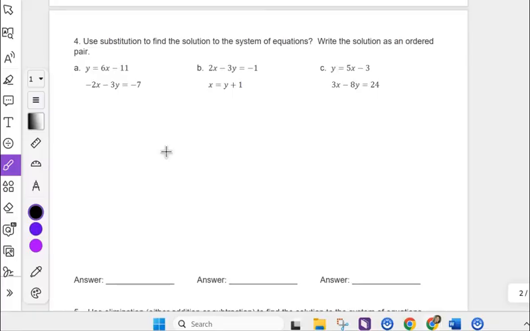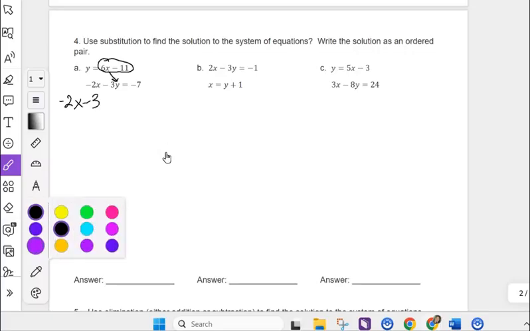All right, number 4 says use substitution to find the solution to the systems of equations. Write the solution as an ordered pair. So I have y equals 6x minus 11, negative 2x minus 3y equals negative 7. So since I have y equals, I'm going to plug this entire thing in for y of my second equation. So I have negative 2x minus 3.